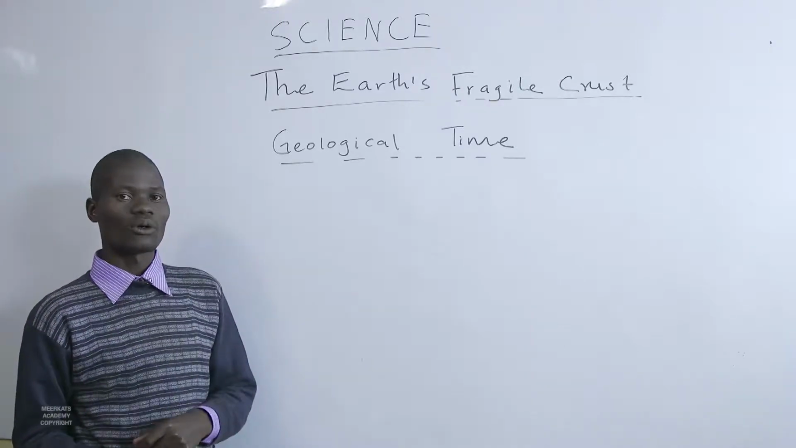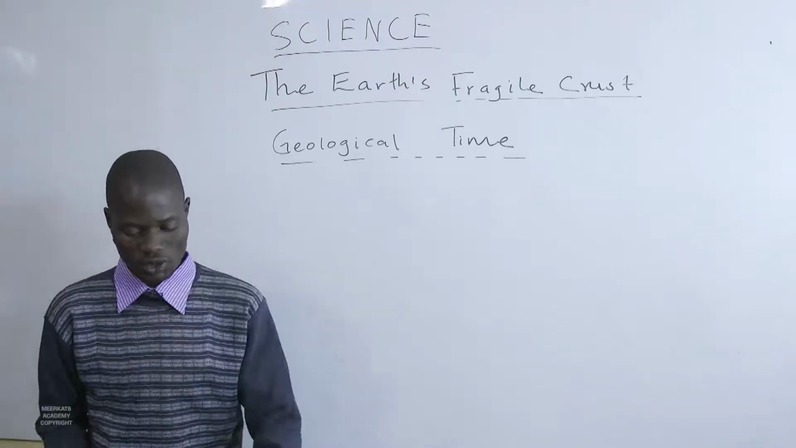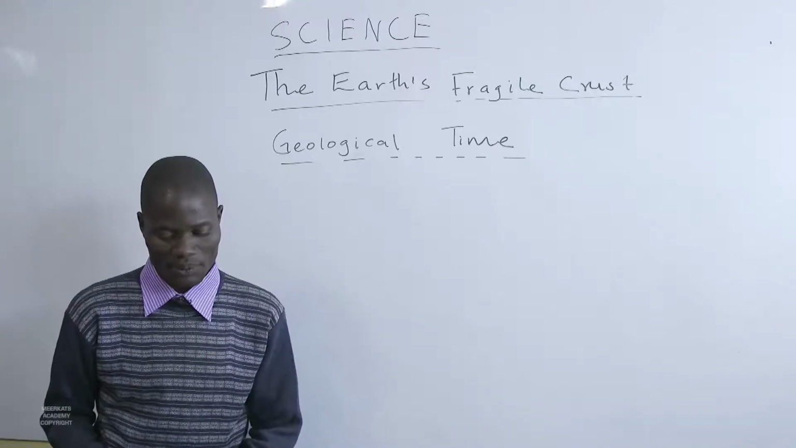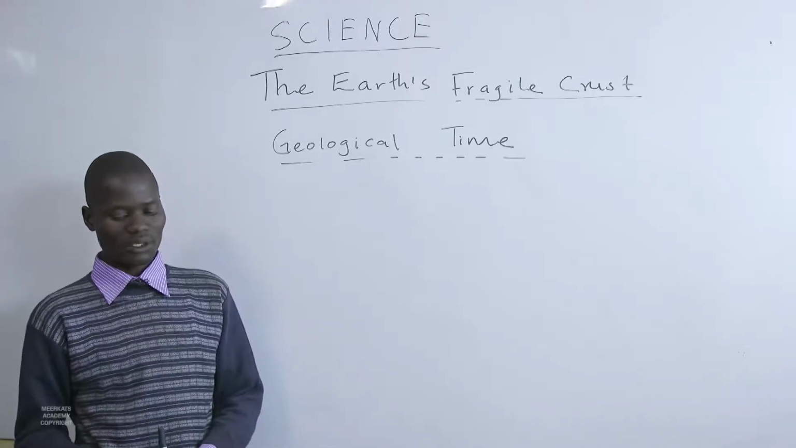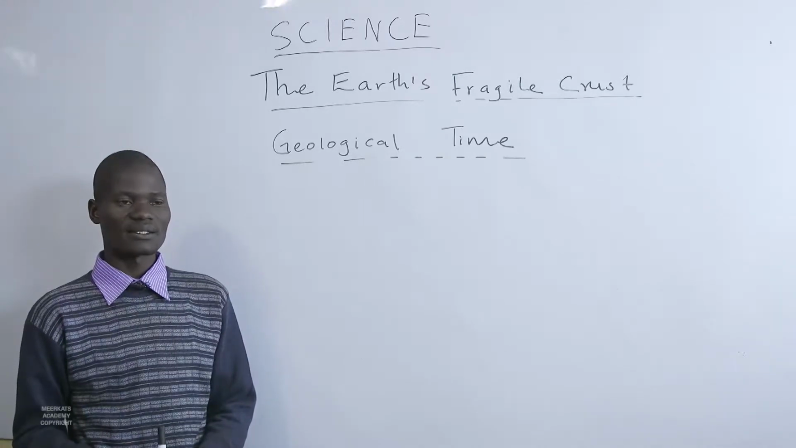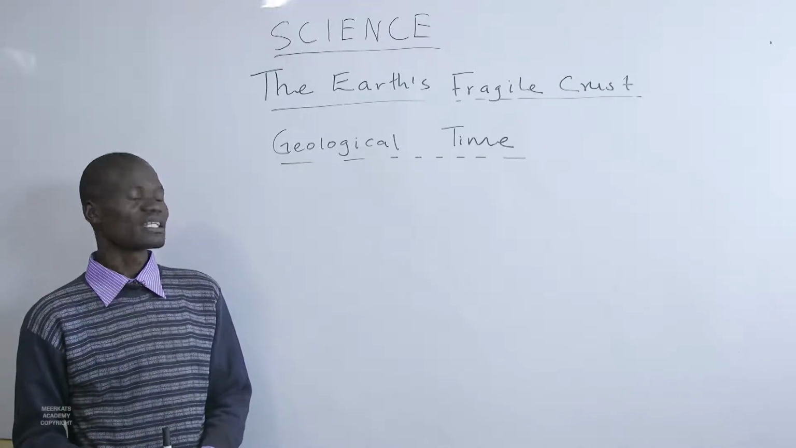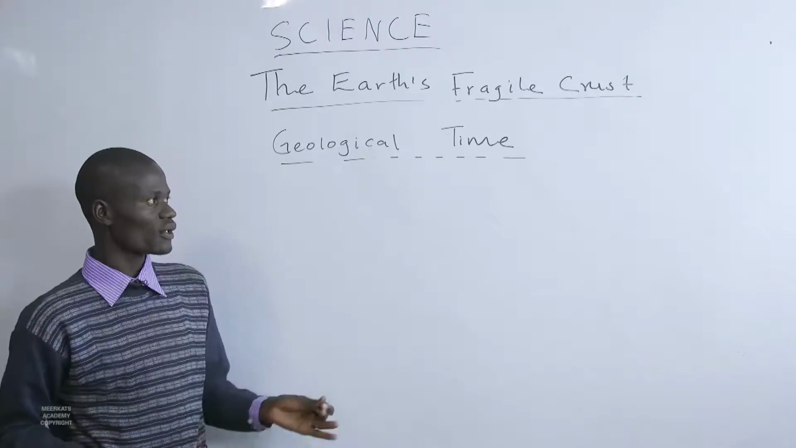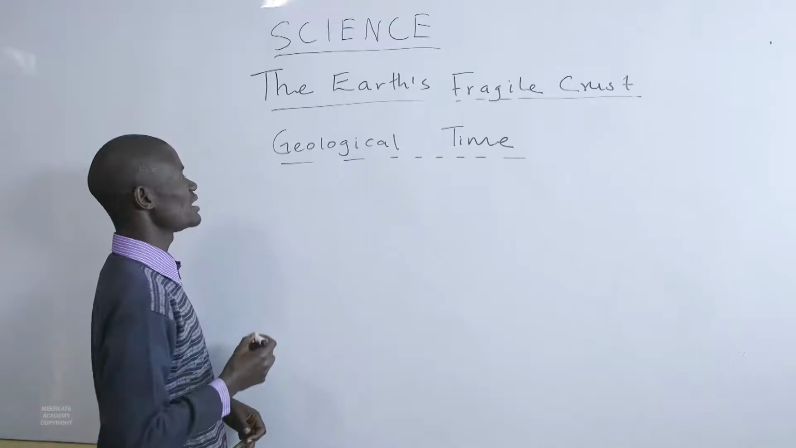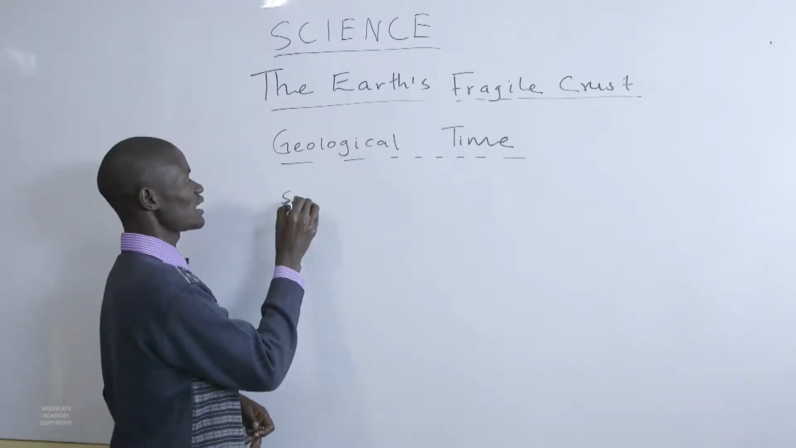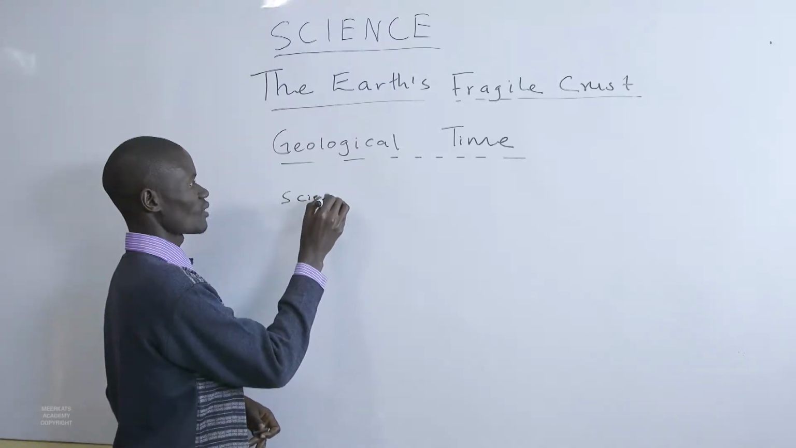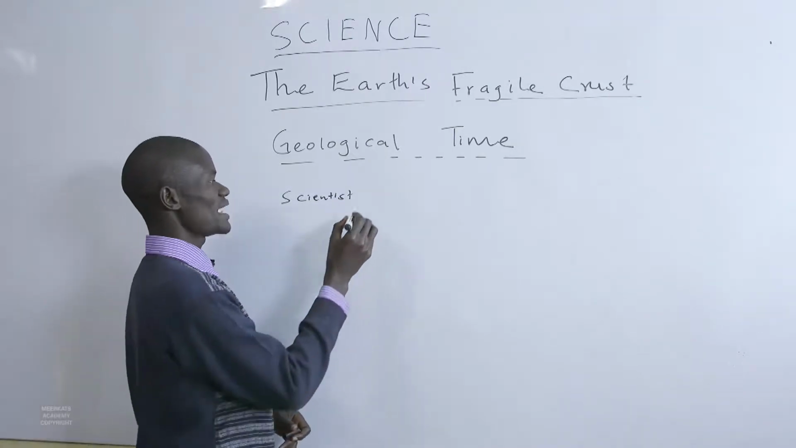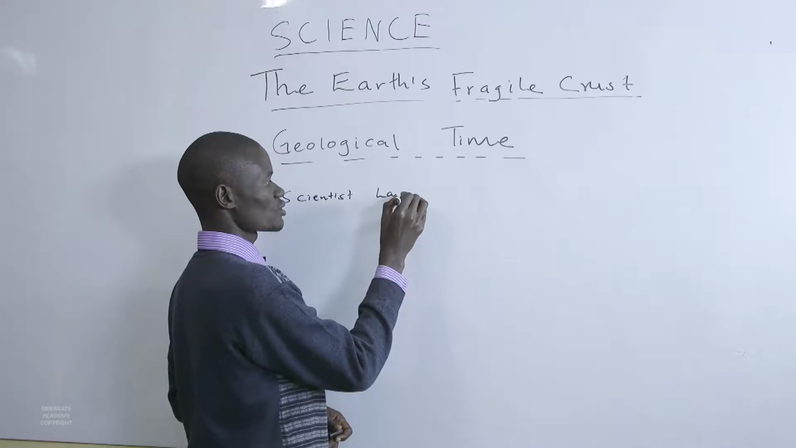Geological time is told by geologists. They were able to come up with a way of estimating the period or the age of rocks. And that age of rocks scientists have been able to determine. Now these are the scientists who have come up with a geological time by studying the layers of rocks.